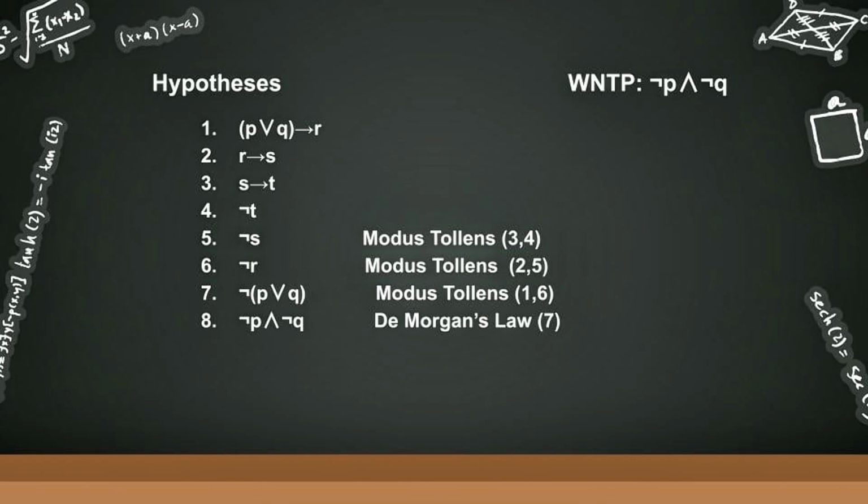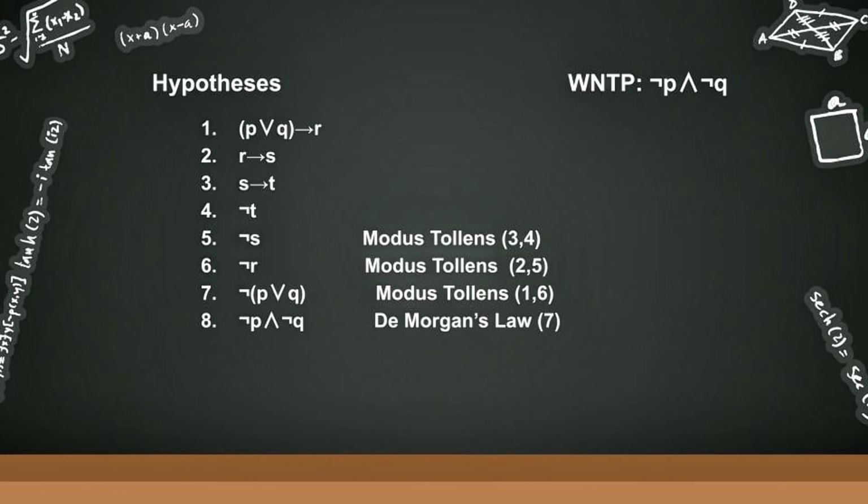We already have our four hypotheses given, wherein number 1 is the quantity of P or Q implies R, number 2, R implies S, number 3, S implies T, and lastly number 4, the negation of T. So it shows here that to get the hypothesis number 5, which is the negation of S, we need to use the modus tollens for 3 and 4, wherein modus tollens states that P implies Q and negation of Q, therefore negation of P. So if we try to use the rules of inference for 3 and 4, S implies T, negation of T, therefore negation of S.